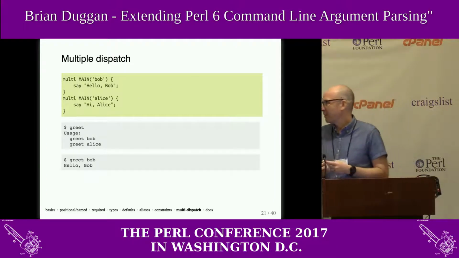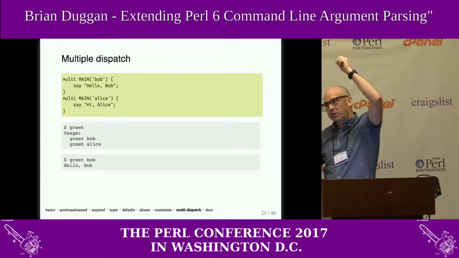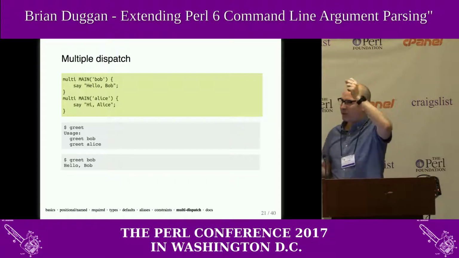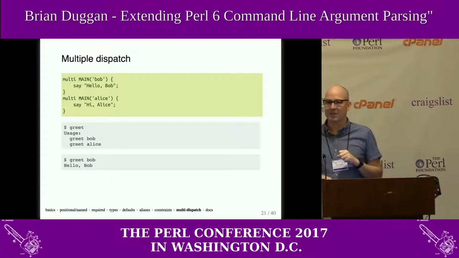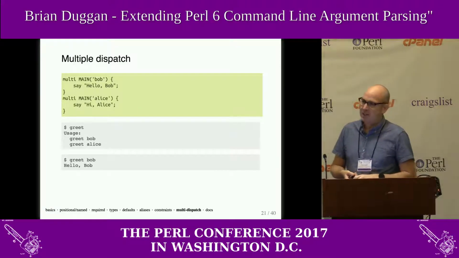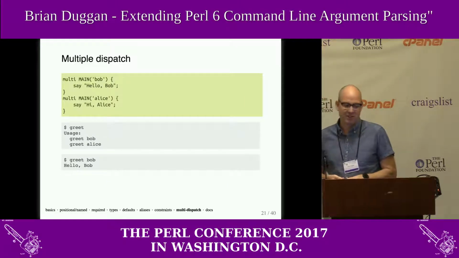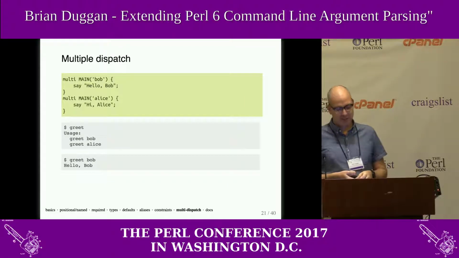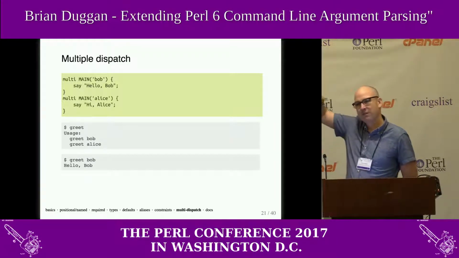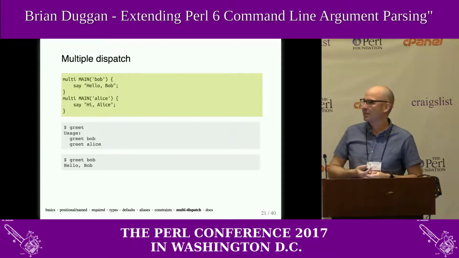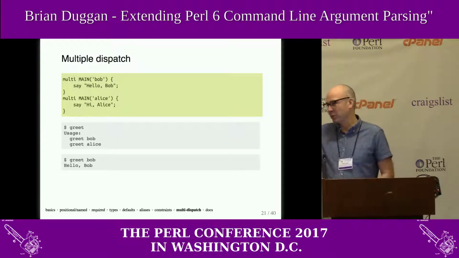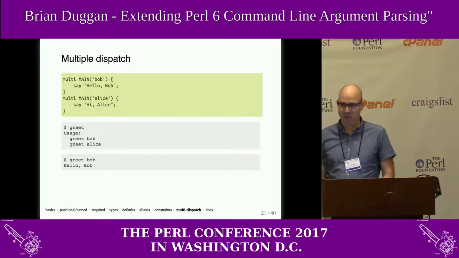A nice thing about constraints is that if you have several different functions with non-overlapping constraints, then you can instead use a multi-method, or a multi-sub in this case. Perl 6 provides multiple dispatch. So here if we have one main which takes Bob as the first argument, and one that takes Alice, then the usage actually figures out that there's two different ways to call this program, one with Bob and one with Alice. And when you send Bob, you get the first one. When you send Alice, you get the second one.